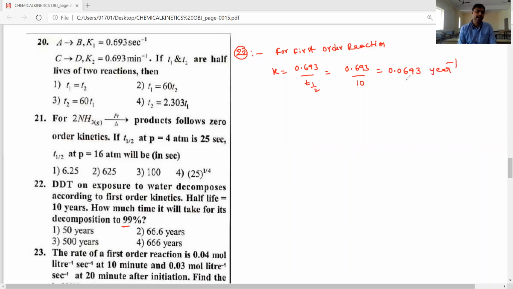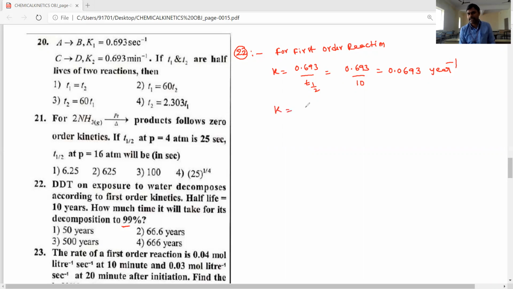This is the K value in years. Using this K value, how much time does it take for T99% decomposition of DDT, dichloro diphenyl trichloroethane? 99% decomposed means 99% is converted into products, and just 1% of the reactant is left. So for that decomposition of 99%, how much time does it take?